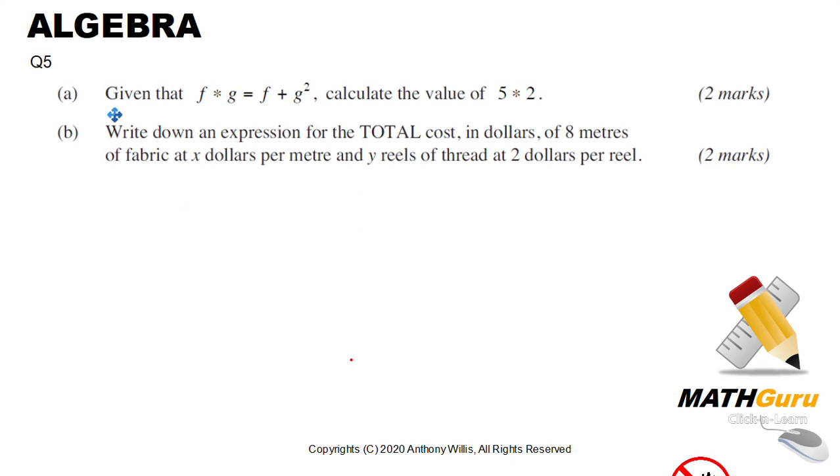In this problem, it has two parts. Given that f asterisk g is equal to f plus g squared, calculate the value of 5 asterisk 2. You get 2 marks for that. And write down an expression for the total cost in dollars of 8 meters of fabric at x dollars per meter and y reels of thread at $2 per reel.